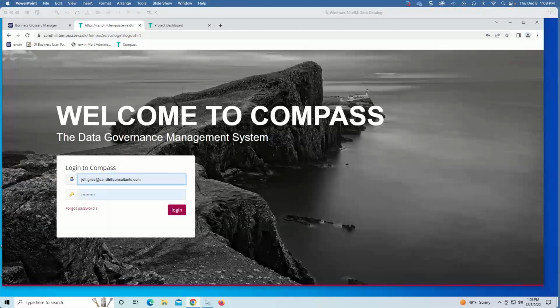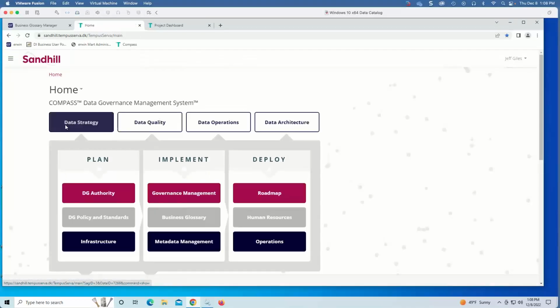So I'll just move this out of the way. Now, the first product that I'm going to talk about here is called Compass. This is a Sandhill product, and it's a data governance management system. What we have encountered in talking with people is that they want to start a data governance program, but they're not exactly sure how to get it off the ground. So one of the things that Compass does for you, even before you buy a data catalog, is to start thinking about the things you need in a data catalog.